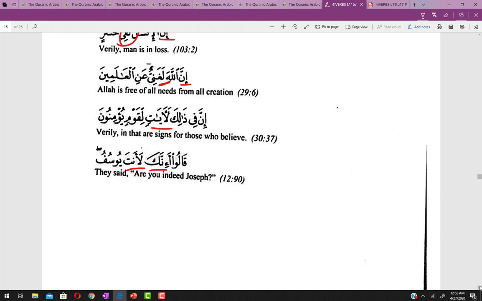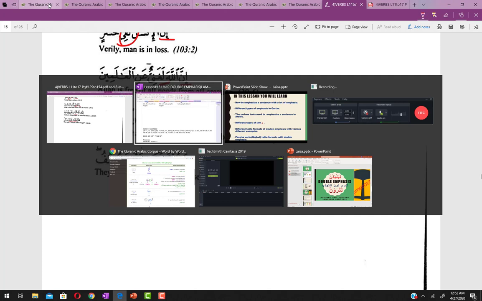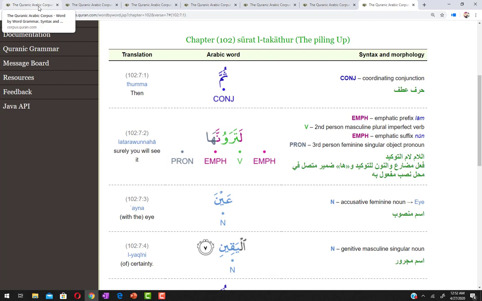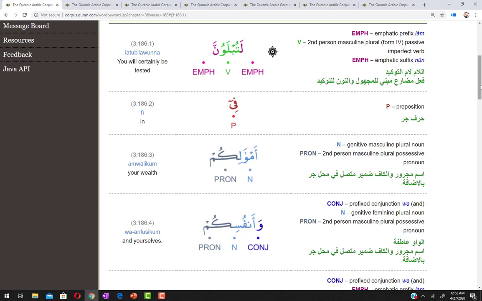And let's take some other examples from Quran. A'udhu billahi minash shaitanir rajim. Bismillahir rahmanir rahim. La tublawunna fi amwalikum wa anfusikum. So here we have la tublawunna. This is the mudare majhul, right? Tublawunna. You will certainly, definitely be tested fi amwalikum, in your wealth, wa anfusikum, and yourselves.